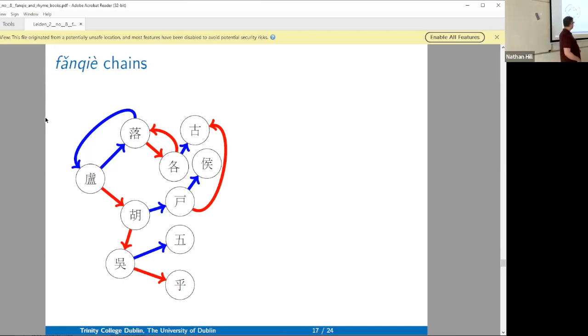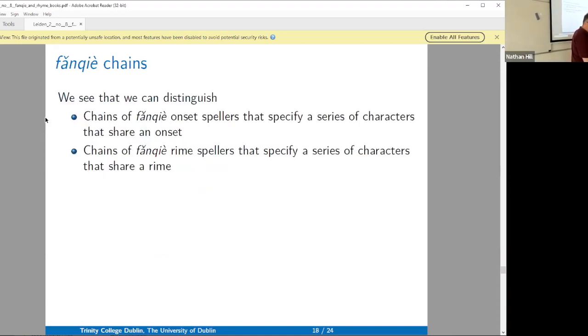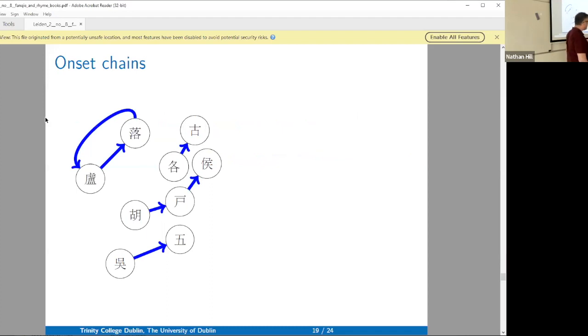Okay. So the blue lines are initial chains and the red lines are rhyme chains. Now let's just focus in, because it's starting to become a mess. We focus in on one or the other. So chains of Fanqie onset spellers specify a series of characters that have the same onset, and chains of Fanqie rhyme spellers specify a chain of characters that share a rhyme. So this is how this information is implicit in these sources, right?